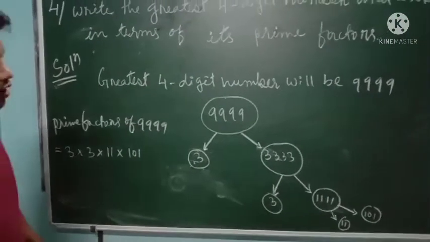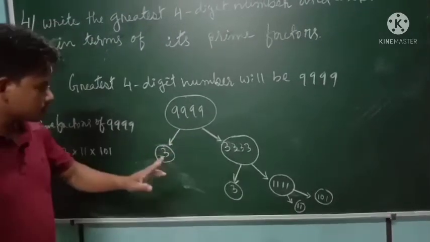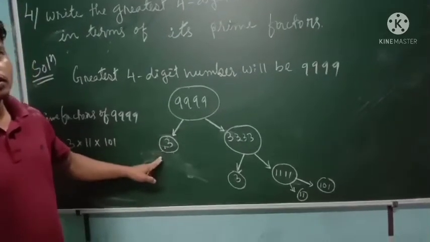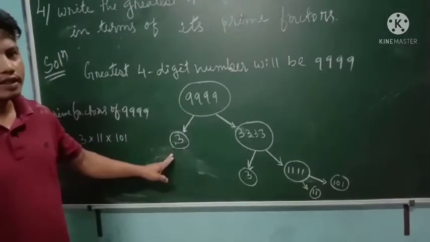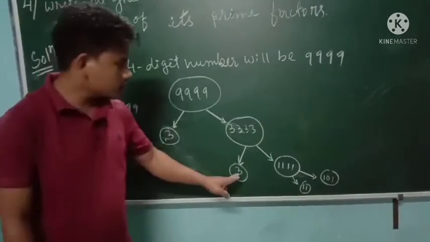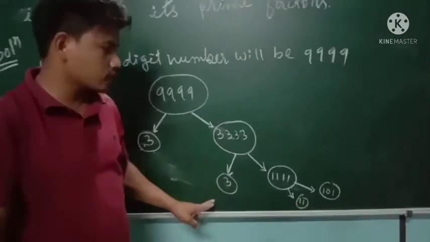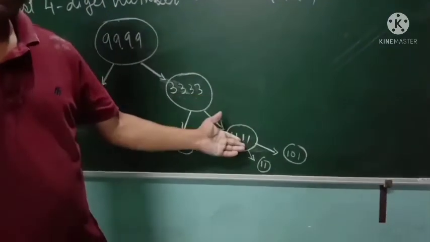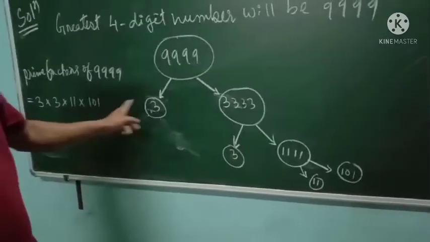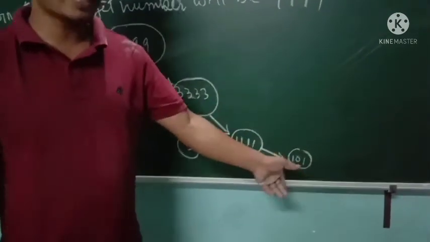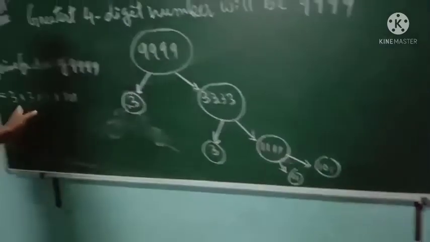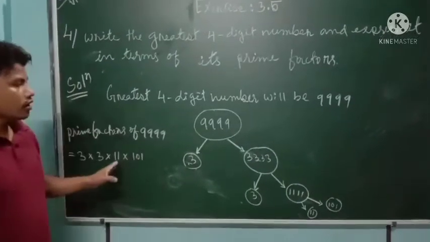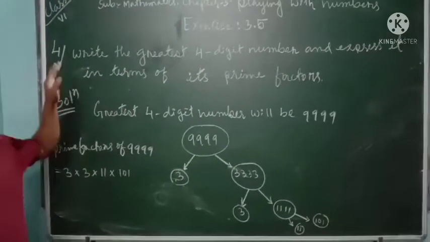So students, you think about this circle. Suppose here 3 is end, here 3 is end without finding factors. Again this 3 also ends without finding factors. Again this 111 is not ending, that's why you don't write here. But this 11 and 101 already end, that's why you have to color in here 3, 3, 11, 101. So this is the solution of question number 4.